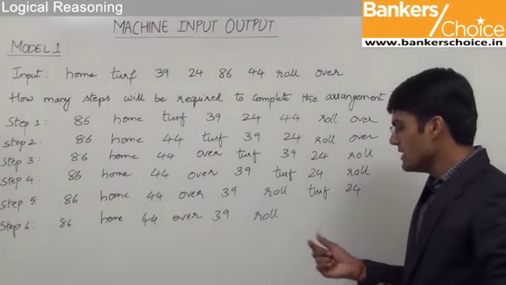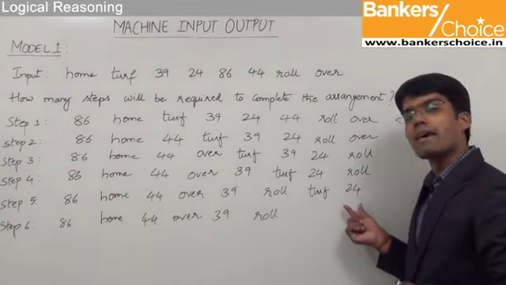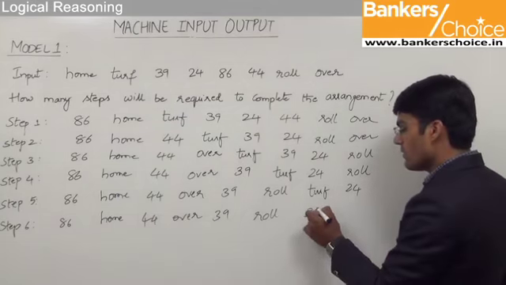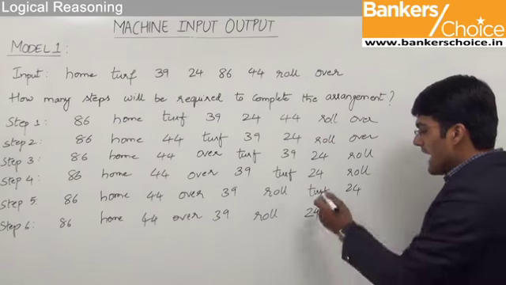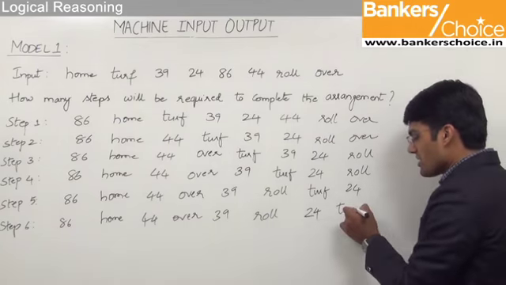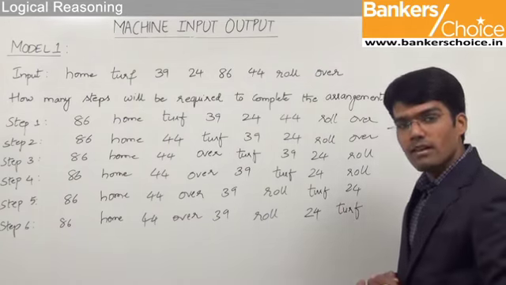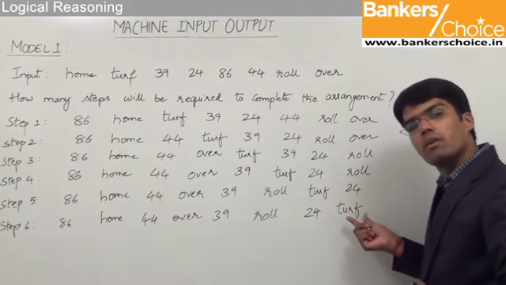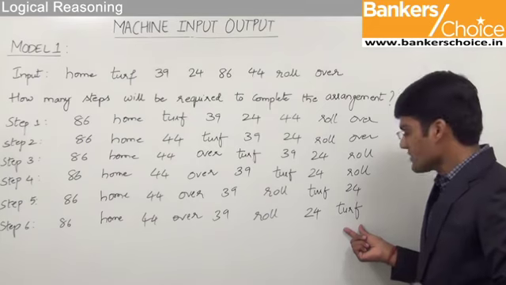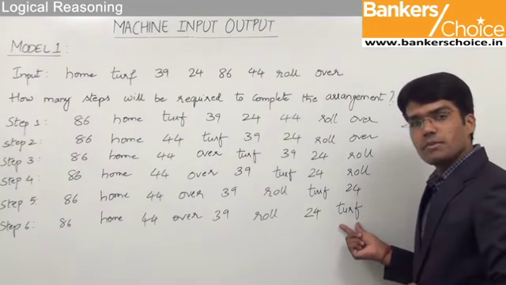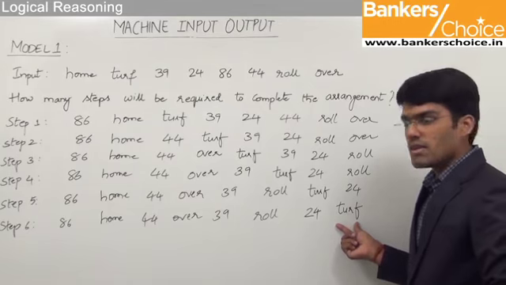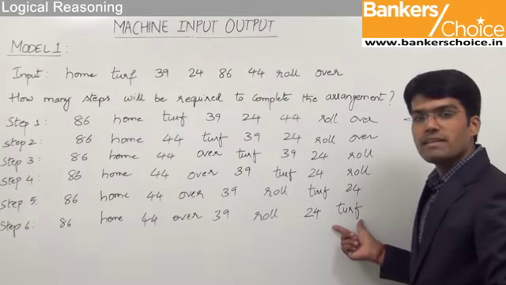Now after roll we need to have a number, and that number has to be 24 as it is the only number left out. So let us bring 24 to the 7th position, and turf takes position number 8. And since after 24 we need to have a word, and that word must be turf itself, there is no need to change the position of turf. It has already been put in the correct place. So this step completes the rearrangement.